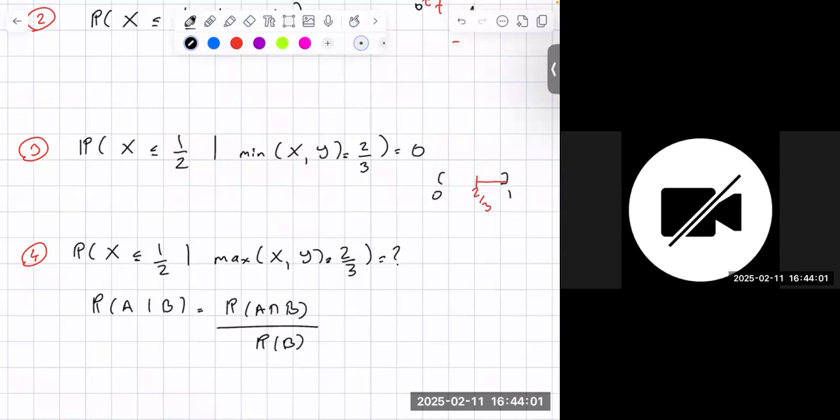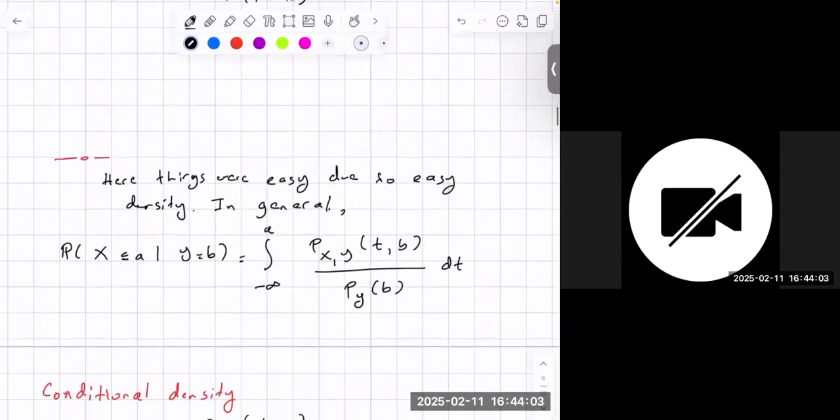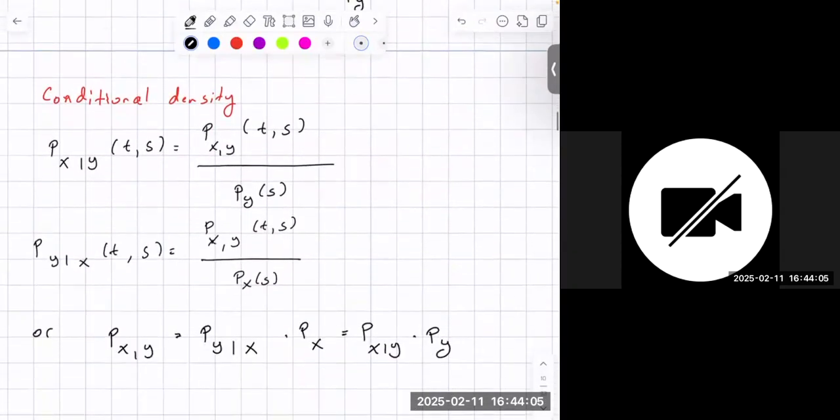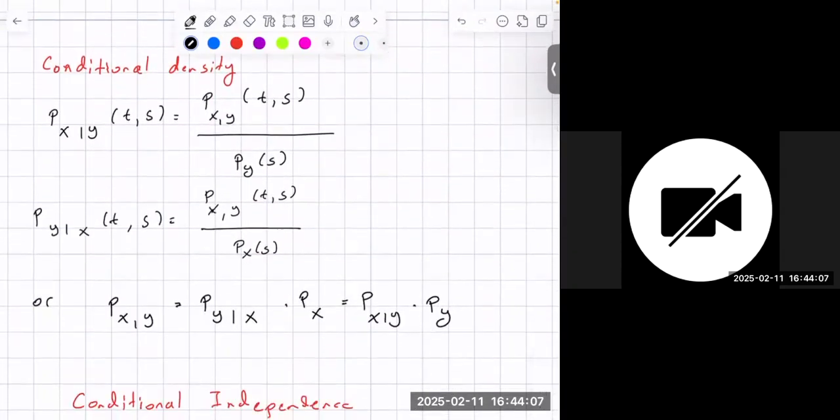Okay, now that we kind of warmed up, let's get going. So what did we do last time? We talked about conditional densities, right? Like if you have X and Y, X conditioned on Y was given like this, or Y conditioned on X was given like this. Or in other words, the joint of X and Y is the same thing as the density of X times Y conditioned on X, or the density of Y times X conditioned on Y. All right.